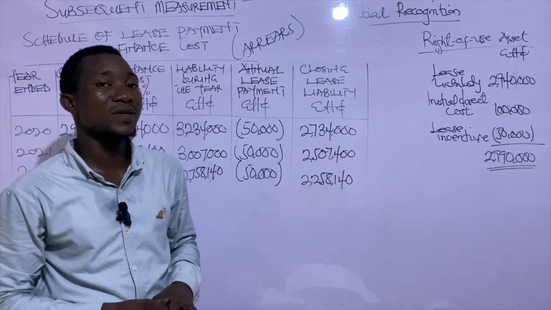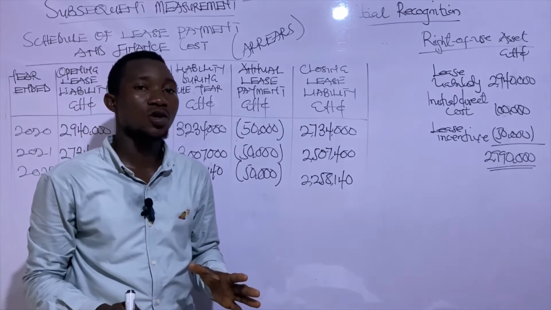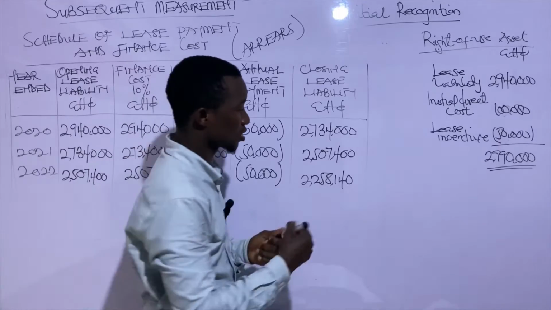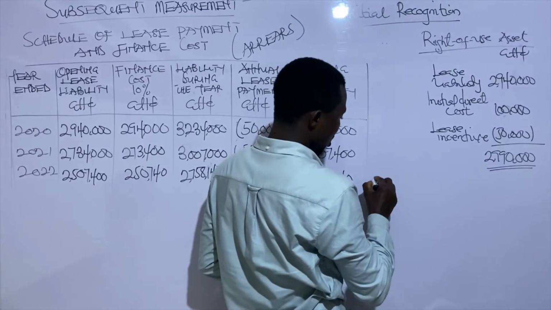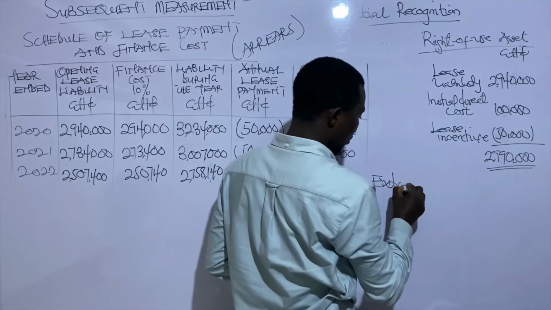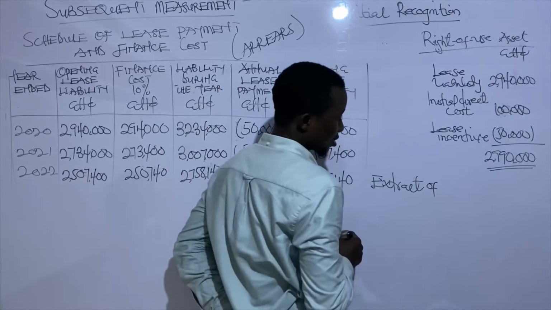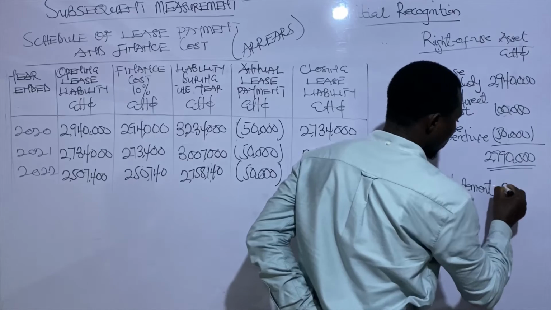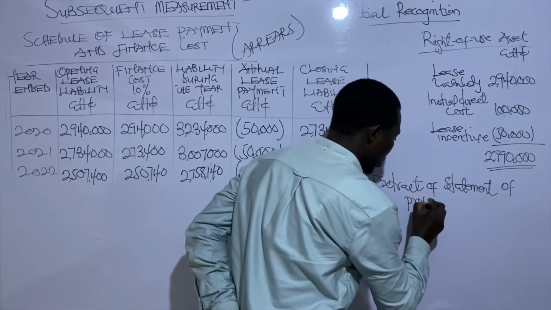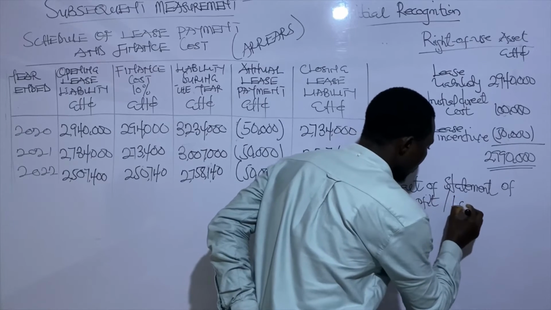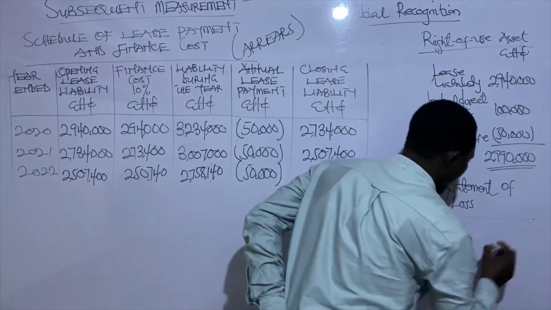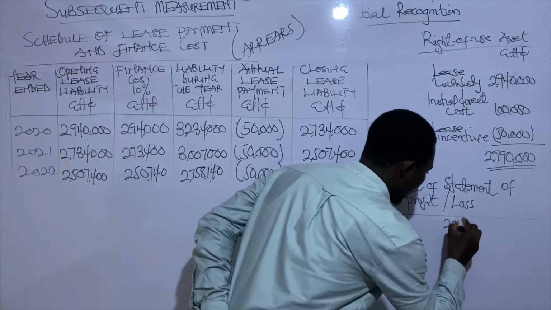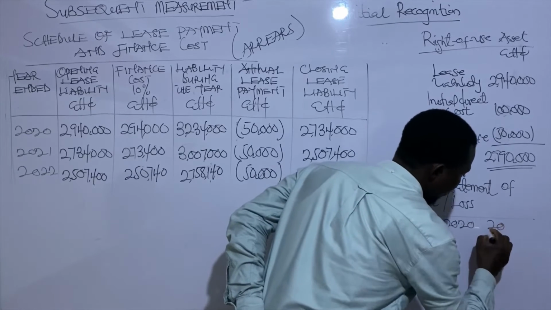So the two financial statements we will look at here is the statement of profit or loss and statement of financial position. So let's first of all look at the statement of profit or loss. But take note that it is an extract. So extract of statement of profit or loss. Good. So we talk about the year 2020 and the year 2021.